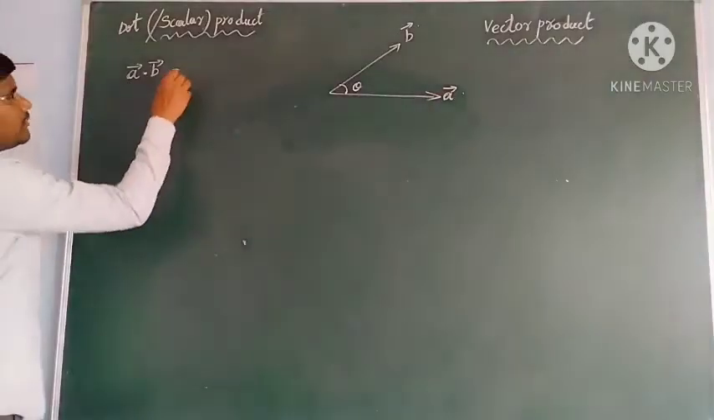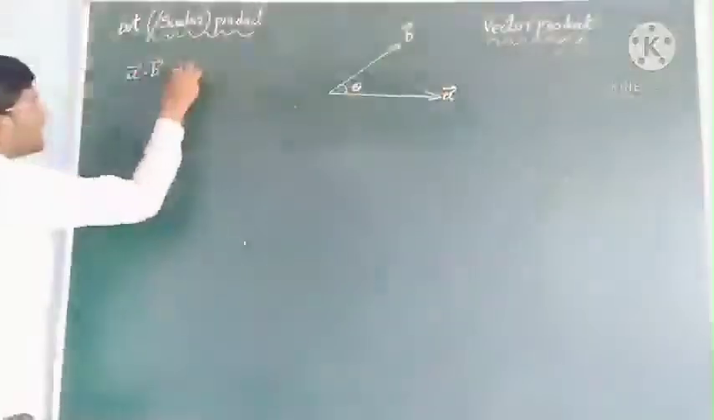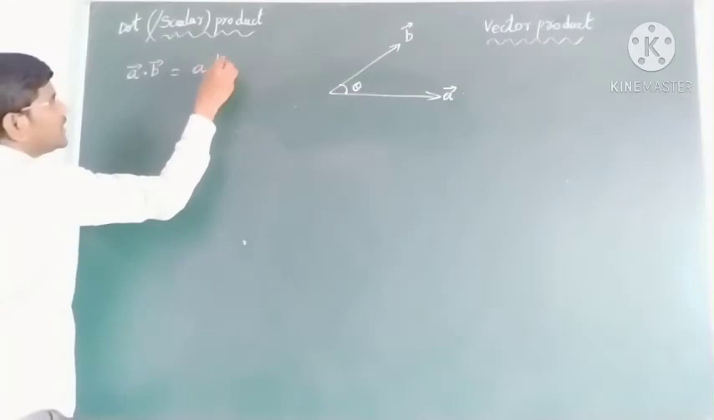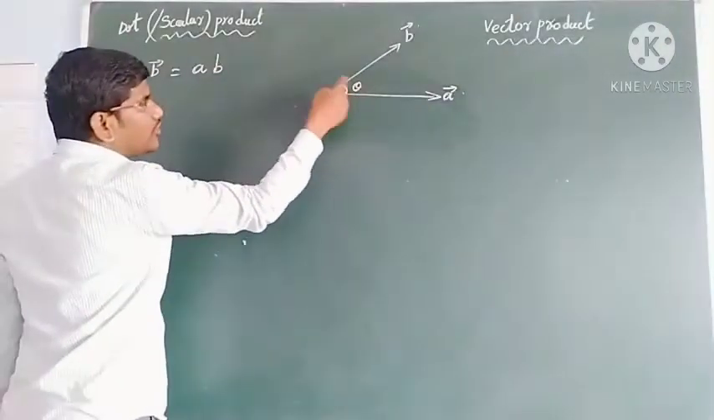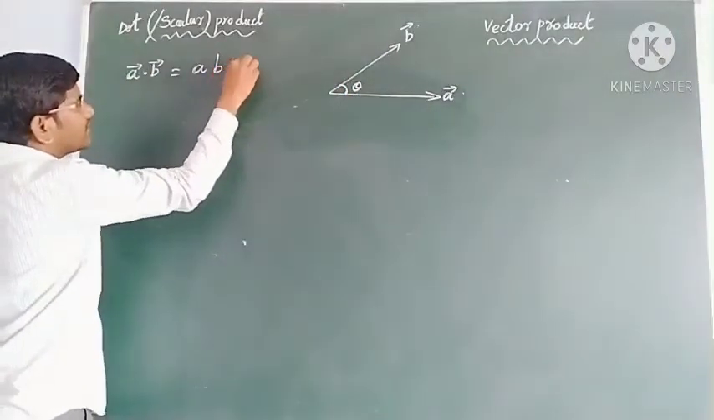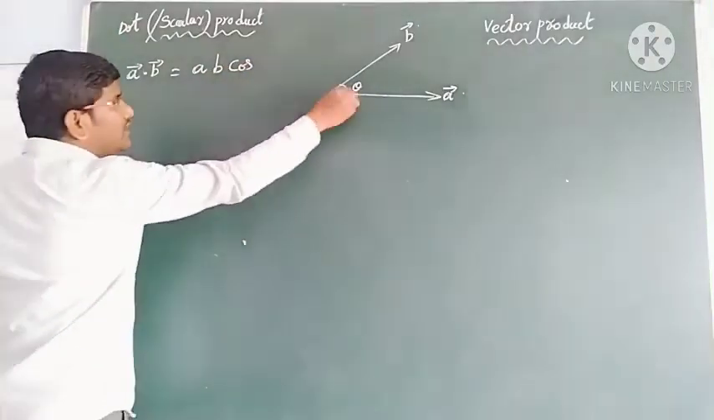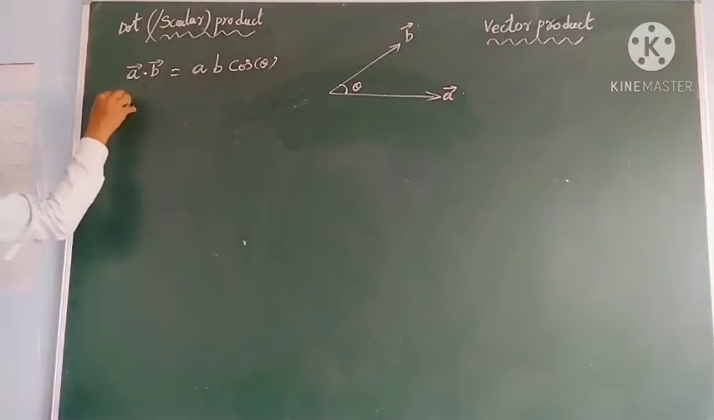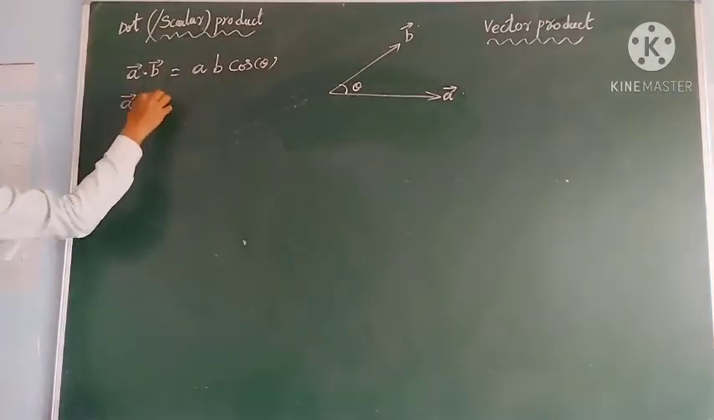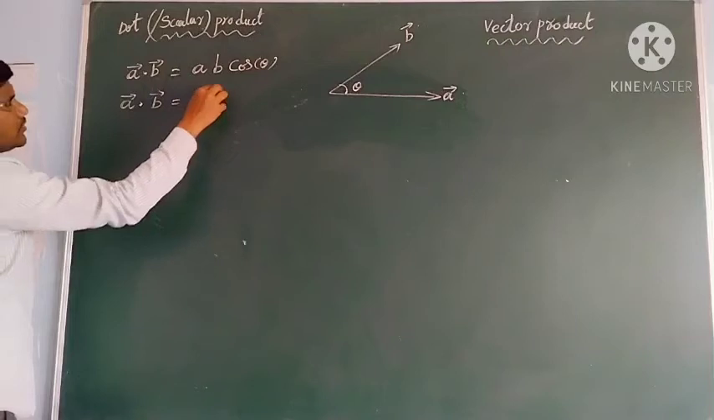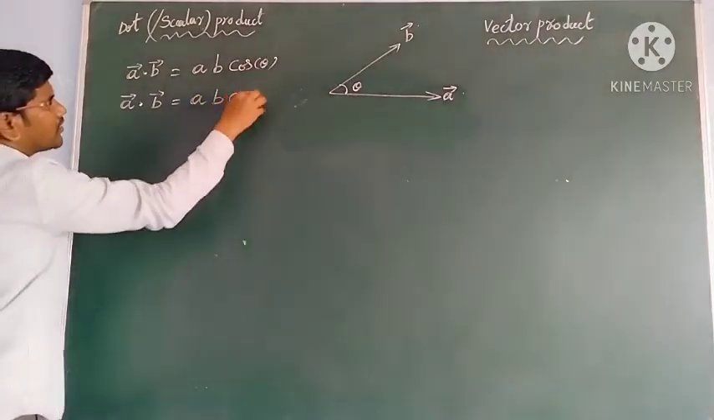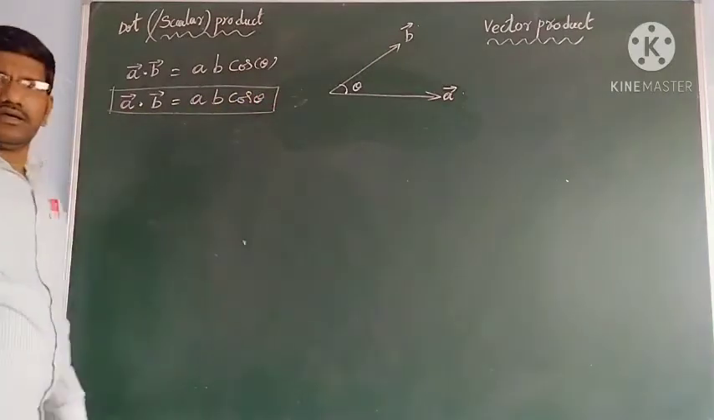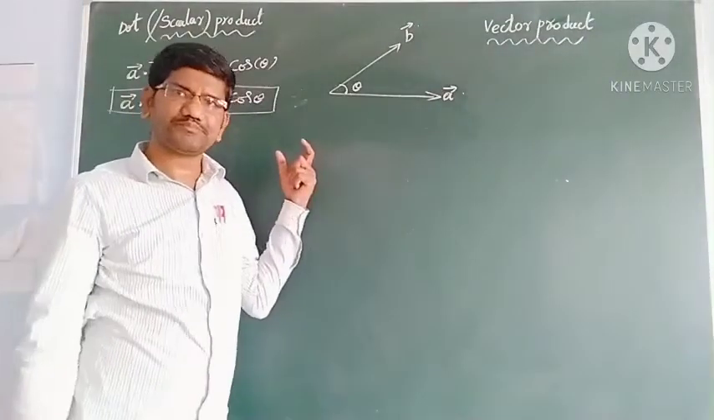So A bar dot B bar is equal to the first vector magnitude A into the second vector magnitude B into the cosine of the angle between the two vectors, theta. So A bar dot B bar is equal to AB cos theta. This is the dot product.